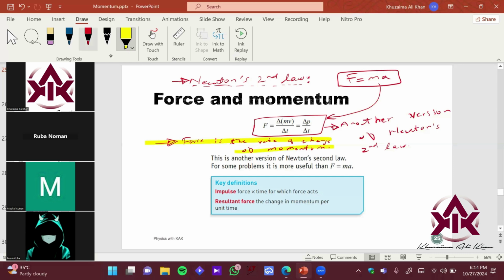Rate of means any quantity which comes out as a rate is going to be basically divided by time, right? That makes sense. But rate of what? Change of momentum, right? You can see delta P. So this states force is equal to delta P divided by delta t, right? Delta means change, and P is momentum and t is time. So force is basically the rate of change of momentum, right?